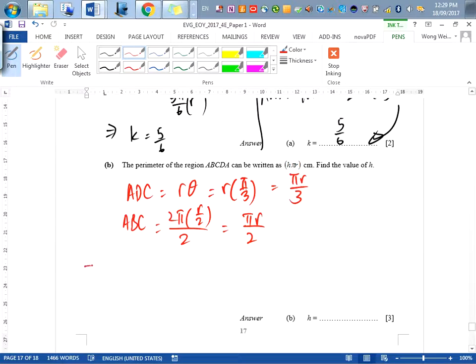So we add them up. Total equals pi r over 2 plus pi r over 3, which is 5 over 6 pi r. So we compare, therefore h equals 5 over 6. Okay?